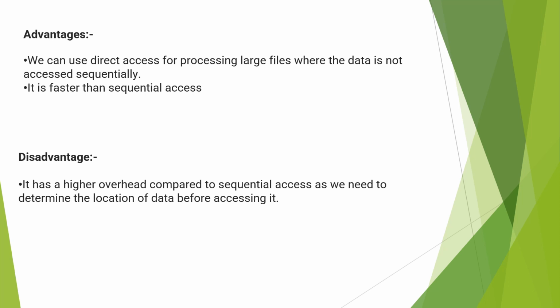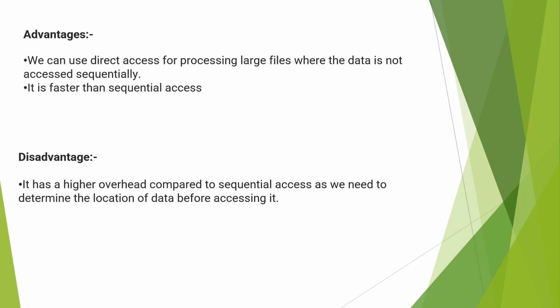Advantages. We can use direct access for processing large files where the data is not accessed sequentially. Actually, we can't use the sequential access method for processing large files because in sequential access method, we have to traverse all the records sequentially. So it is not suitable for processing large files. In that case, we can use direct access for processing large files because in direct access method, we can directly get the record. It is faster than the sequential access.